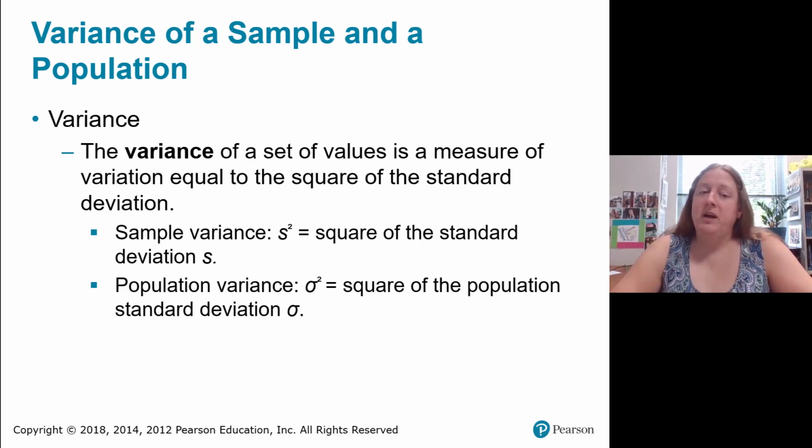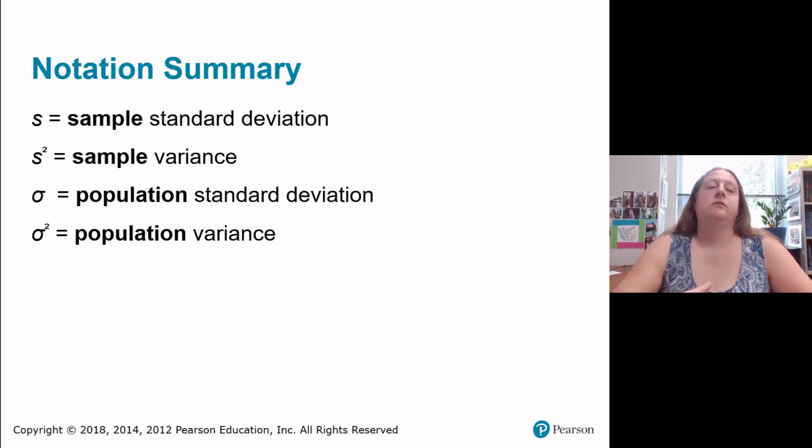And the same thing for the population variance. Since the population standard deviation is a lowercase sigma, the population variance is a lowercase sigma squared. So just to review that, lowercase s's for samples, lowercase sigmas for population, and squared is variance, not squared is standard deviation.